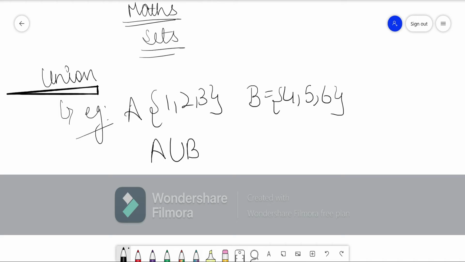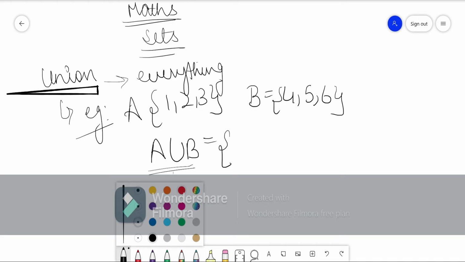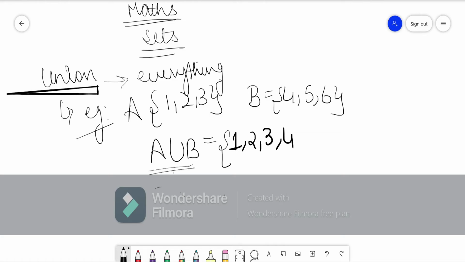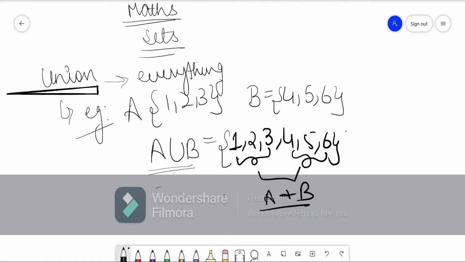So when I have to do A union B, I told you union means include everything. Union means to include each and everything. So in A union B also we are going to include each and everything, whatever is present in set A as well as whatever is present in set B. So what is present in set A? 1, 2, 3. Then set B: 4, 5, 6. So elements of set A as well as set B are both present. So this is the union of set A and set B.